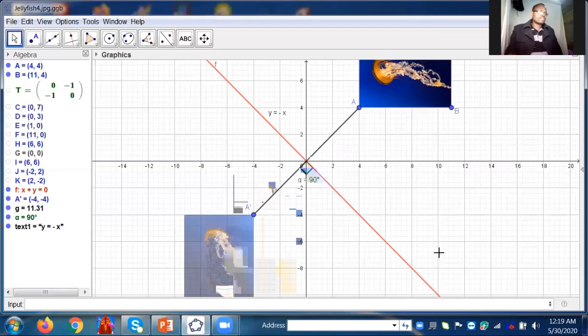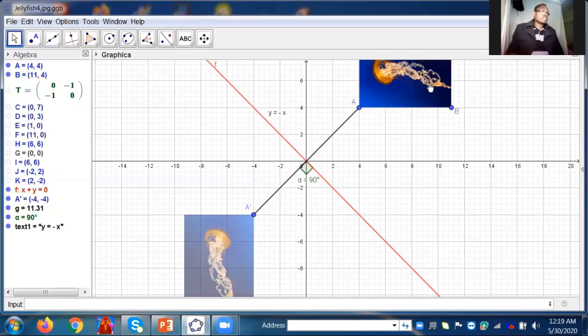And then we can check the distance. The distance from A to the mirror line is the same as the distance from the mirror line to the image, that is A prime. Then the angle formed between the line A prime and the mirror line is an angle of 90 degrees. And that is to say that A prime is the perpendicular bisector of the mirror line.